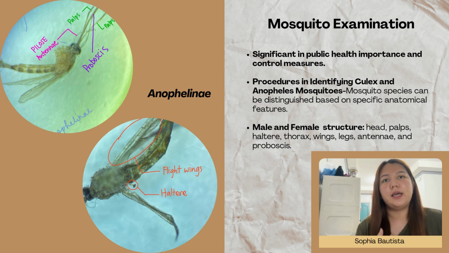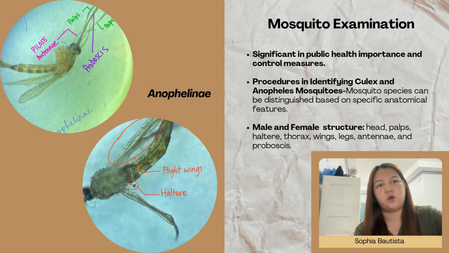Overall, the identification of mosquito species, particularly Culex and Anopheles, plays a critical role in managing mosquito-borne diseases. By recognizing their distinctive morphology as well as understanding their behavior, it is essential, especially in medical entomology, to effectively identify the disease vector.